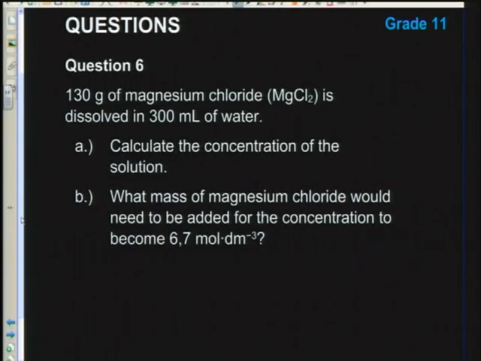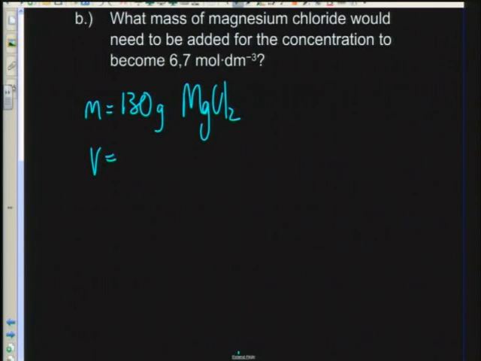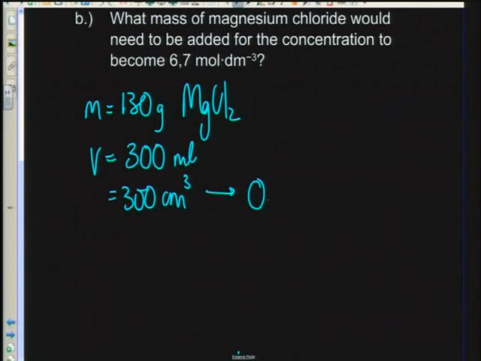130 grams of magnesium chloride is dissolved in 300 milliliters of water. Okay, so the 130 grams I'm already listing as my mass, 130 grams of MgCl2 is dissolved in 300 milliliters of water. Now, a milliliter is the same thing as a cubic centimeter. So I'm writing that volume down as 300 milliliters or 300 centimeters cubed. Once again, watch out, we need to convert that. 300 centimeters cubed would be the same as 0.3 decimeters cubed. Watch out for that. You have to convert. So always nice to just do it in the first step.